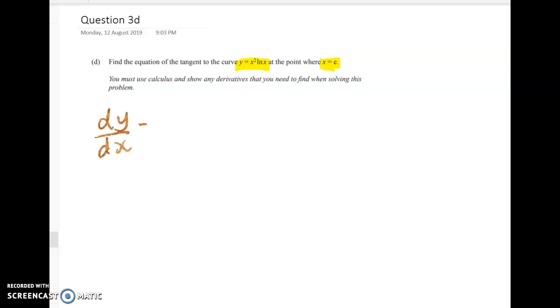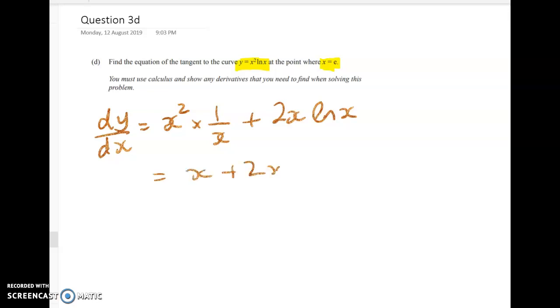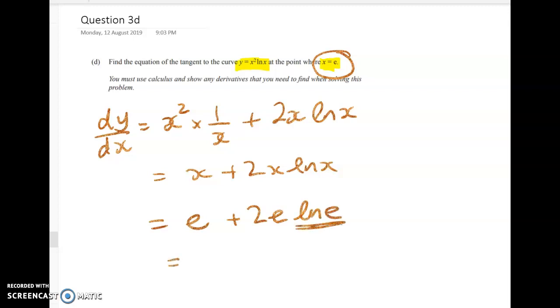So dy by dx is going to equal x squared times 1 over x plus the other way around. The derivative of x squared is 2x ln x. So if we clean that up, we get x plus 2x ln x, and we want to evaluate that where x equals e. So that gives us e plus 2e times the natural log of e, and this is just 1. So that gives me e plus 2e, which is 3e.